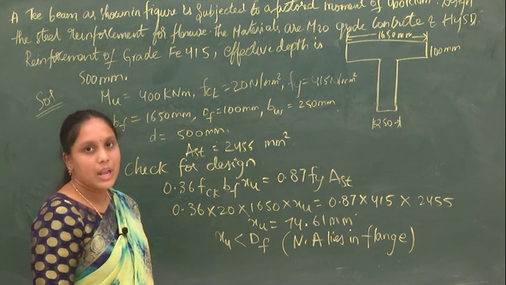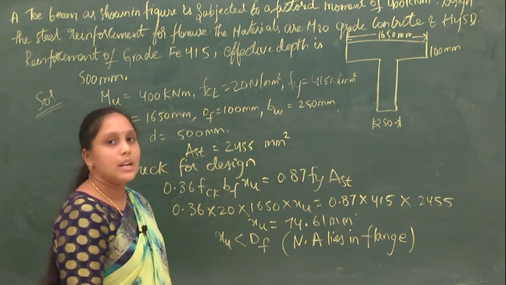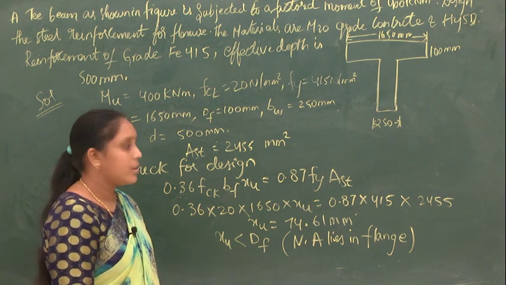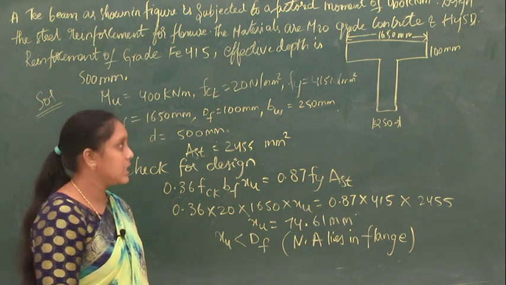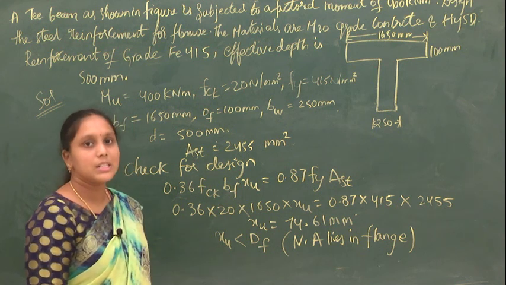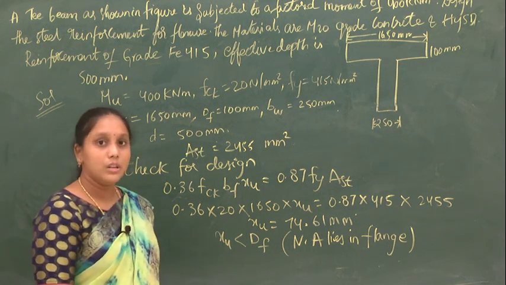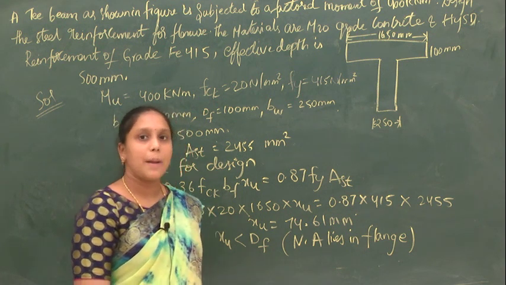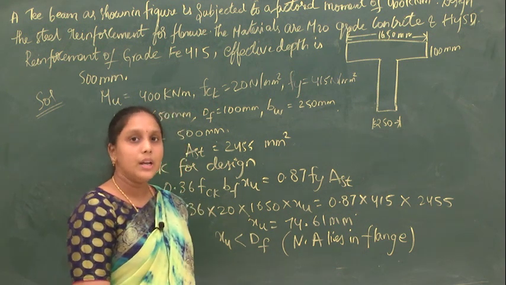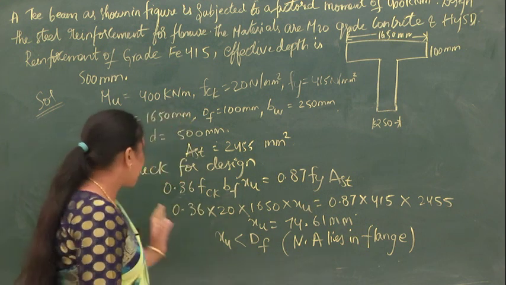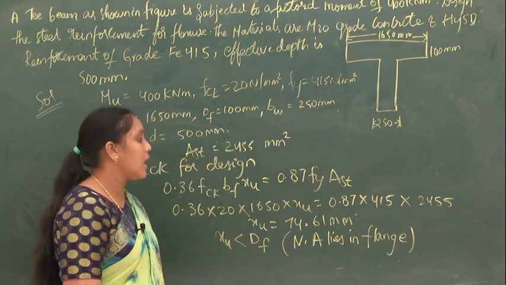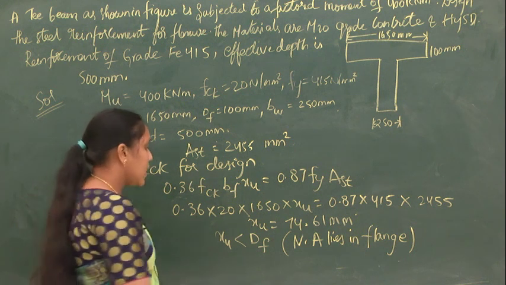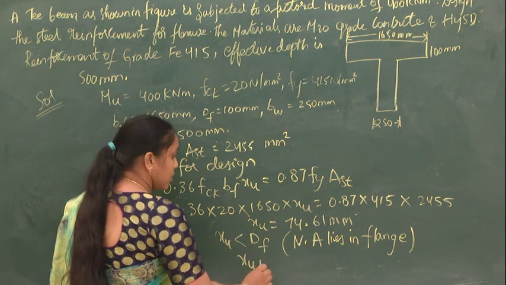Now, as the neutral axis is lying in the flange, let us calculate the moment of resistance. Before calculating the moment of resistance, let us calculate the type of the section. So, how will you know the type of the section? By comparing the XU and XU limit. So, we already know the value of XU. What is the value of XU here? It is 74.61 mm.